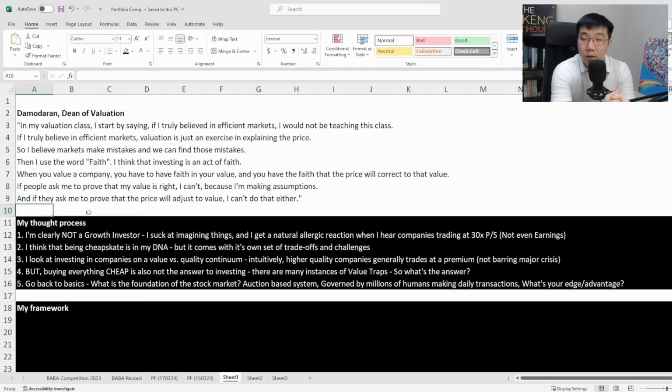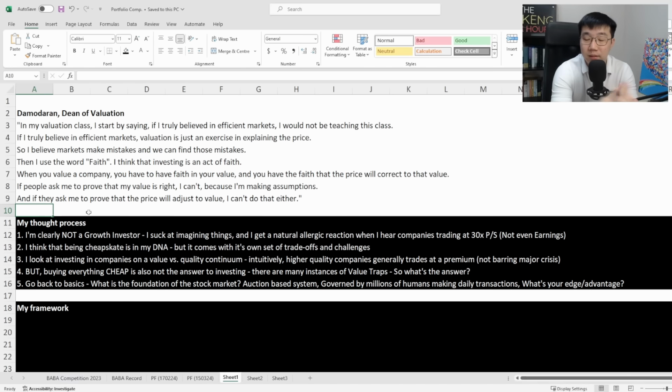Point number three, I look at investing in companies on a value versus quality continuum. Intuitively, higher quality companies generally trade at a premium, vice versa. Of course, barring any major crisis. So in a major crisis era, you would expect prices to be corrected significantly. But that's it. I think this value quality continuum stays generally intact. But buying everything cheap is also not the answer to investing. There are many instances of value traps.